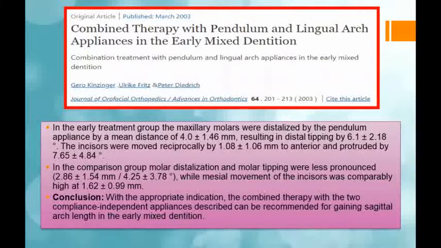In the comparison group, the molar distalization and molar tip were less pronounced, while the mesial movement of the incisors was comparably high in this group. So they concluded that with the appropriate indication, the combined therapy with the two compliance-independent appliances described can be recommended for gaining sagittal arch length in the early mixed dentition.